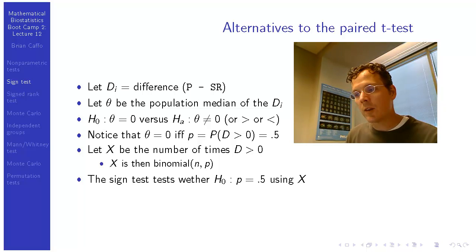Okay. Anyway, if we're assuming the fish pairs are IID, then each difference is a coin flip with a 50% chance of being above the median or a 50% chance of being below the median. So the number of times it's larger than 0, X, is binomial with n and p, and in this case p is 0.5. So our sign test just tests whether p is 0.5 using this data X, and you can do an exact binomial test like we've talked about before.